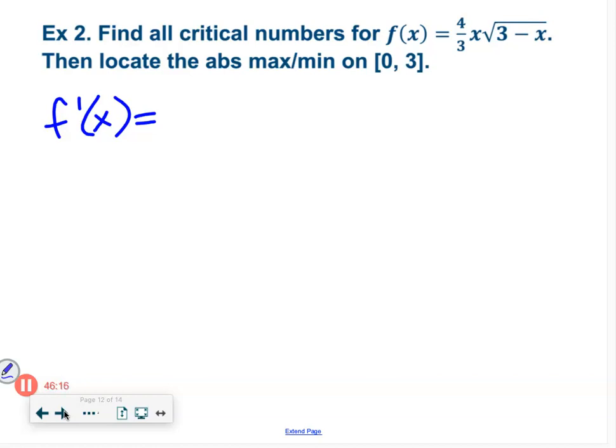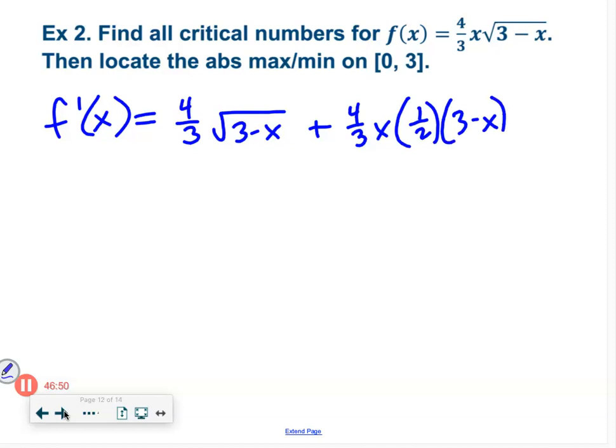Alec, you ready to walk me through this? Sure. So you have to do product rule. Okay. So that would be 4/3 times, and then in parentheses you get the square root of 3 minus x. Good. And then you add, and then you just have the 4/3 x. And then you do, you can just tell me without simplifying. It'd be 1/2 times 3 minus x to the -1/2 power times -1. Why do you multiply by -1?